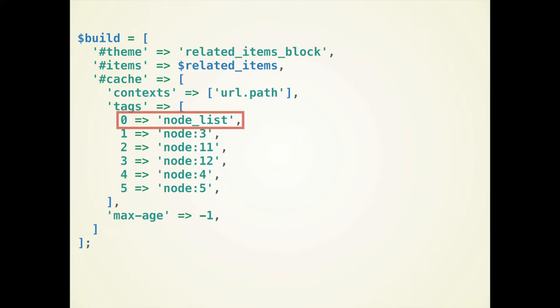Sorry? She's saying there's documentation that says it invalidates an update. Yeah. Oh, it does? I may be wrong then. Maybe node list would do that.